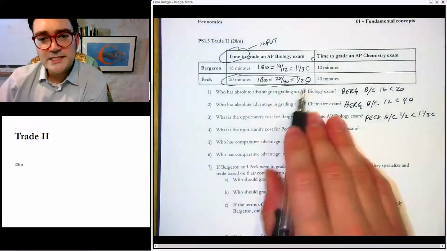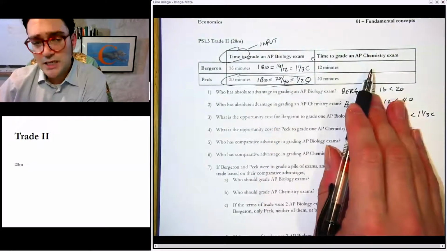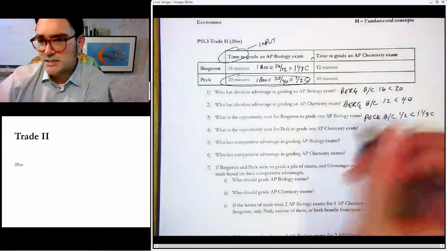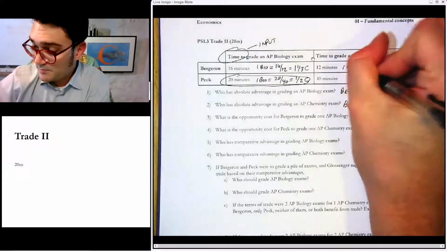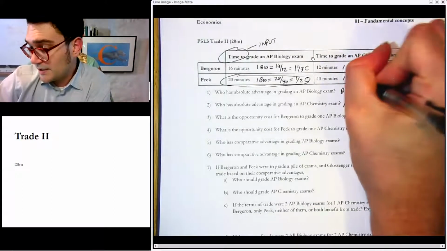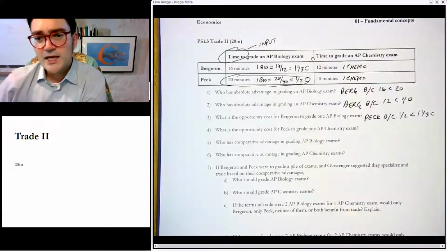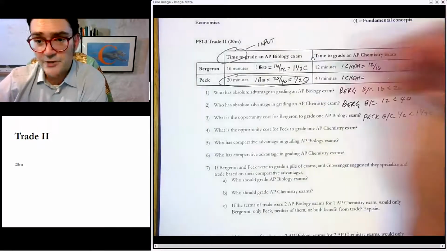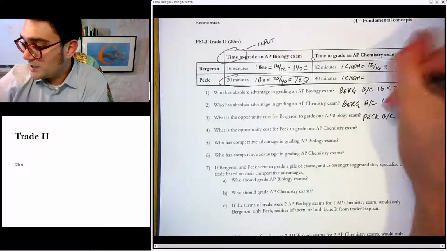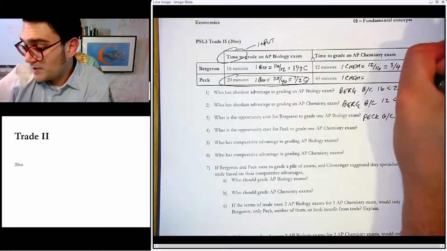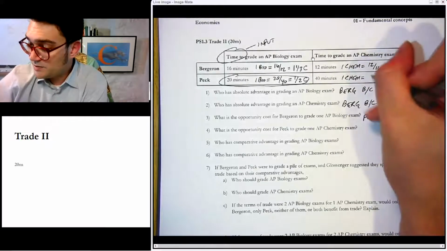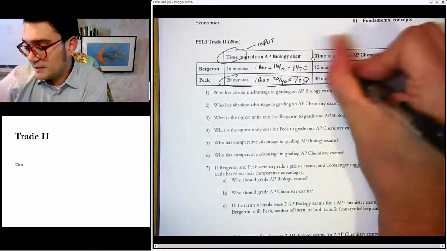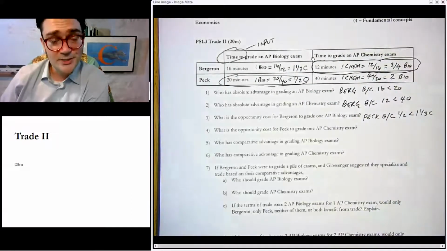So we're going to circle that and say Peck has it in bio. Now, if we know that Peck has the bio advantage here, we also know that Bergeron has the chemistry advantage. We know that you can't have it in both. But we're going to go ahead and still figure out those opportunity costs. So for this one, 1 chem is equal to, and we'll say that the inside number here is 12 over 16. It's just the reciprocal of this value. And so that's equal to 3/4 of a bio test. And for this one, 40 over 20, the reciprocal here being 2 bio. And so we'd say Bergeron has it in chemistry, right?